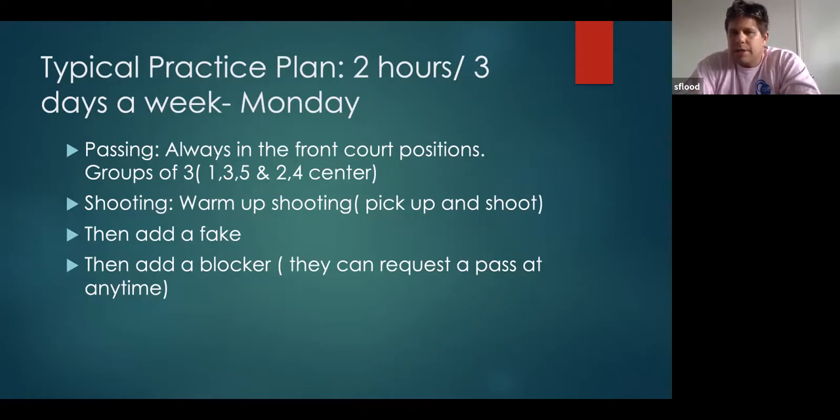Shooting: just warm-up shooting, pick up and shoot it to warm up your arm. Get enough shots in to warm up your arm, and then we're going to add a fake, and then you add a blocker. You always want to add a blocker as fast as possible because, again, how many times is your kid going to shoot without a blocker? You need a blocker in front of you.